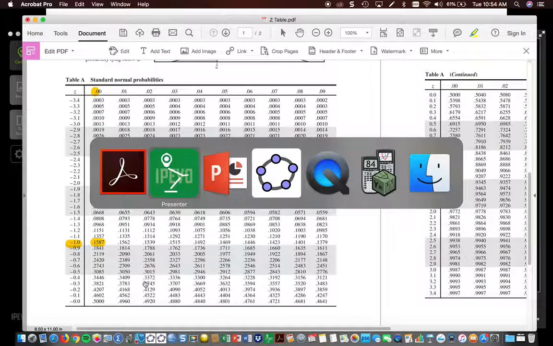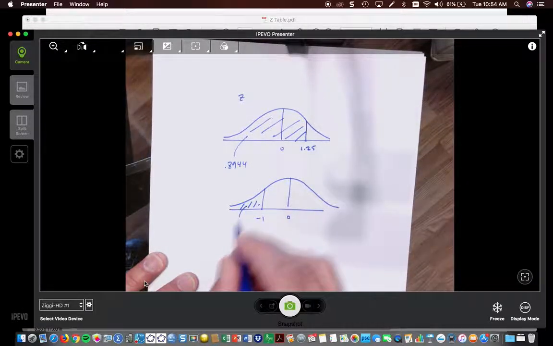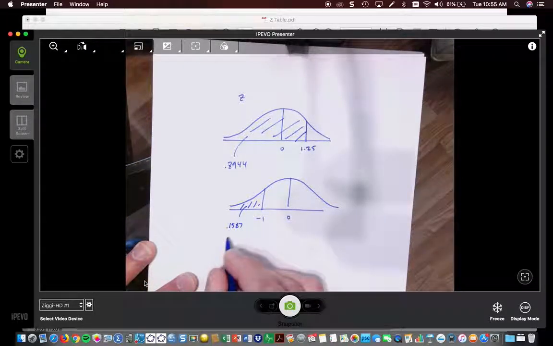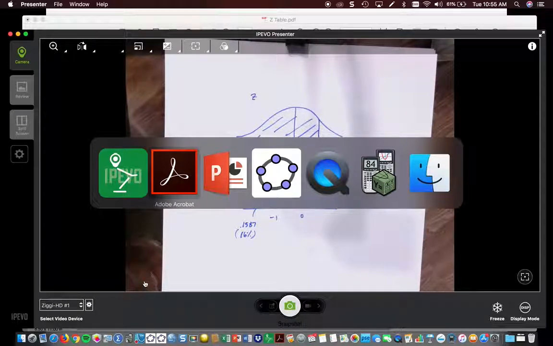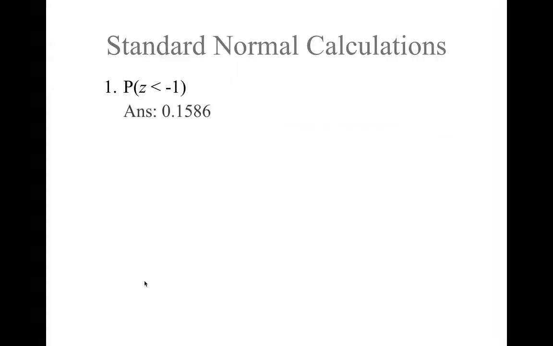It tells me that the probability of being in this tail is 0.1587. Now the empirical rule says that this is 16%, and the empirical rule, again, is just an approximation. So let's go back to the PowerPoint then. The answer to this one is 15.86.